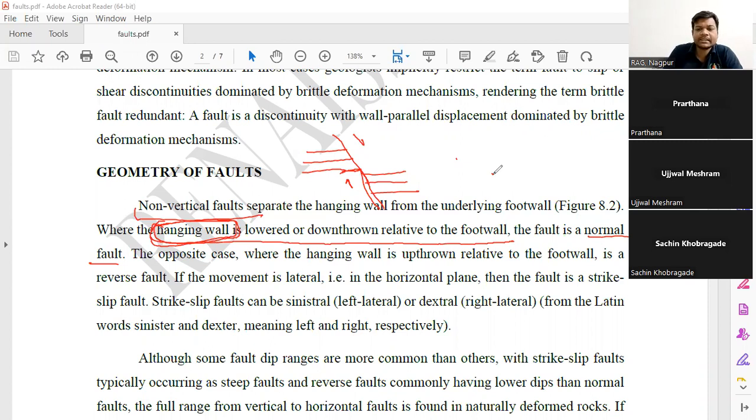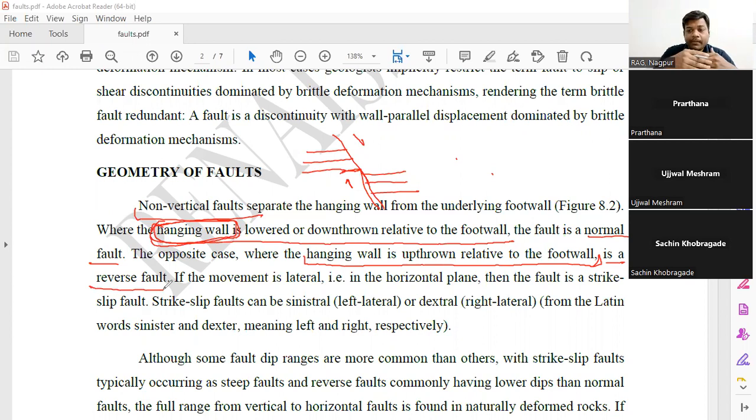Now in the opposite case, what will happen? The hanging wall will be up thrown relative to the footwall. Again, relative movement is very important here. These are the blocks; this is the hanging wall, this is the footwall, and the hanging wall is going up thrown. This will be called a reverse fault, right?